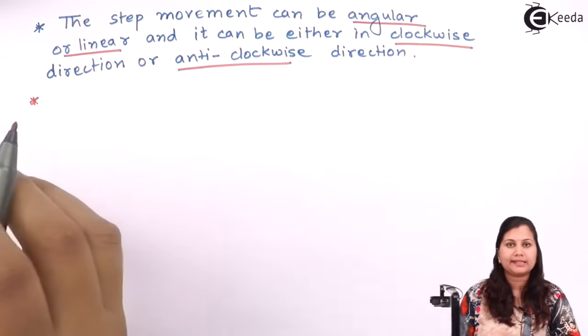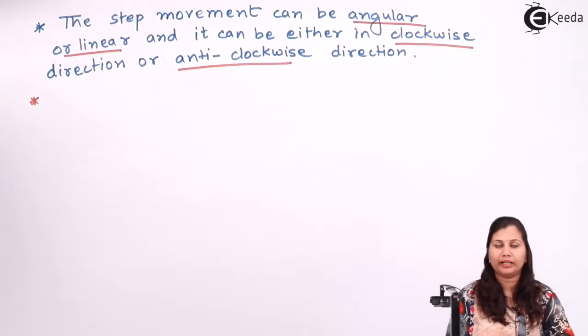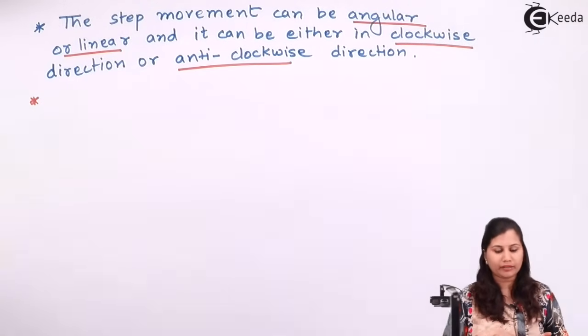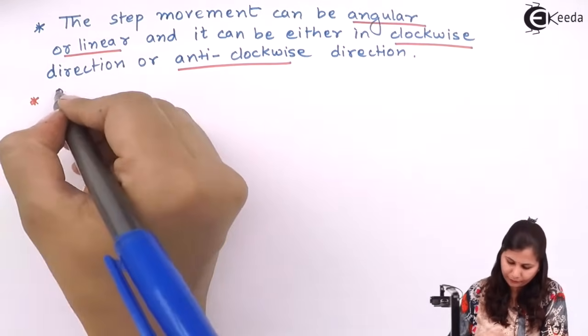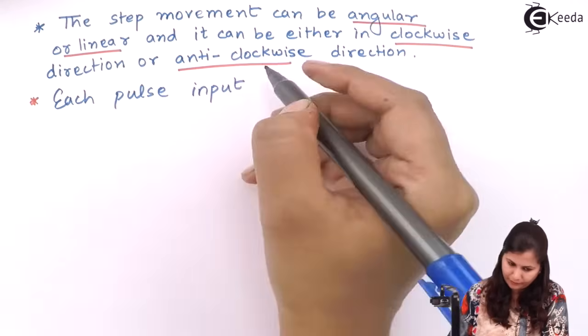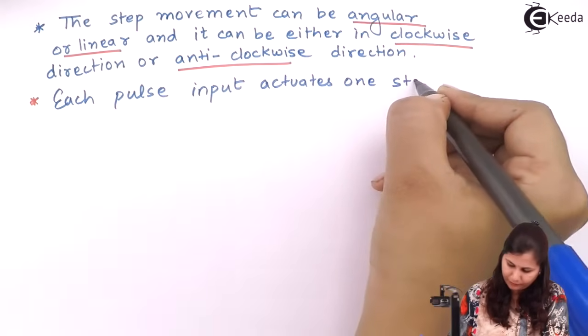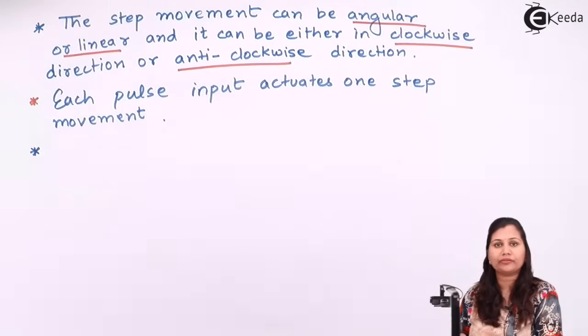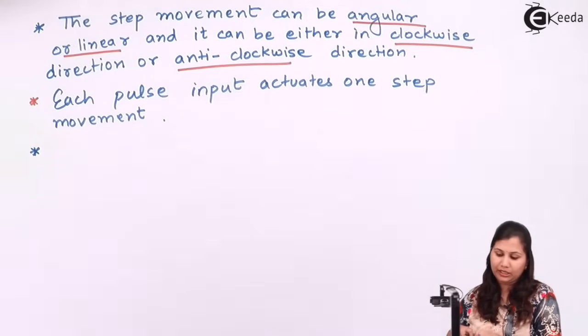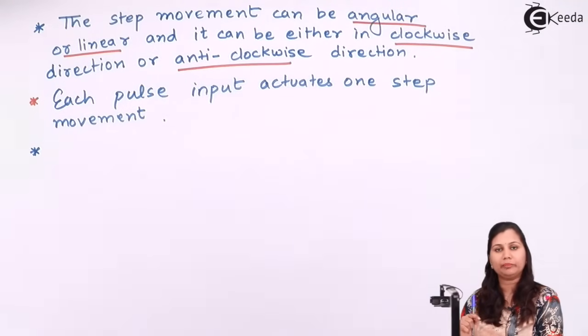Now each input pulse will initiate a one step movement. That is, one input pulse will give one step movement. The second input pulse will give the second step movement. So in response to the input pulse, we are getting an output displacement. The total movement of the stepper motor will consist of many discrete step movements. So one rotation of the stepper motor will be equal to many short or small step movements.